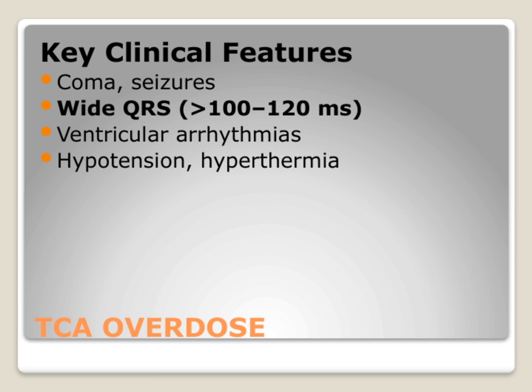Additionally, hyperthermia can occur, often as a result of the toxic effects on the hypothalamus or due to agitation and seizures increasing metabolic demand. All these features highlight how TCA overdose affects multiple systems, especially the heart and brain, making it a critical condition that requires swift recognition and intervention. Understanding these clinical signs helps us anticipate complications and tailor our treatment strategies effectively.